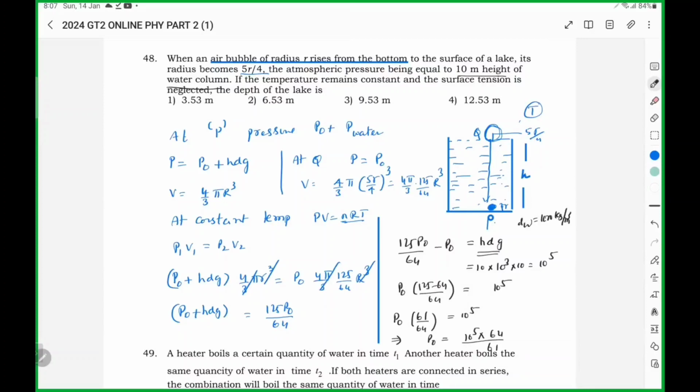So he has given atmospheric pressure equal to 10 meters. Sorry, this is atmospheric pressure. So this is not the hρg formula. This is only atmospheric pressure, P naught is this. So what we have to find out is to what level it rises.